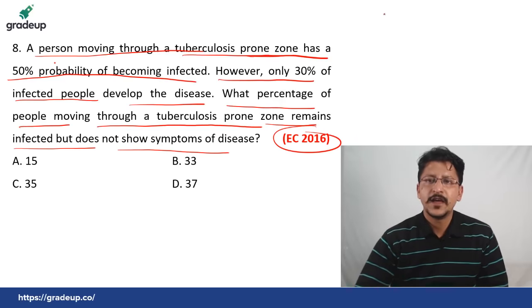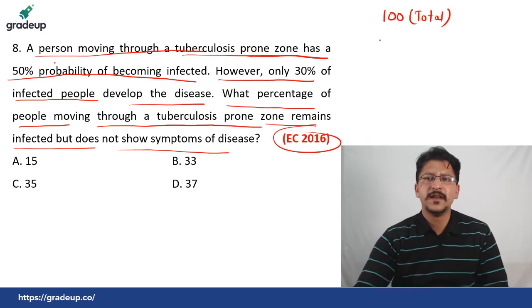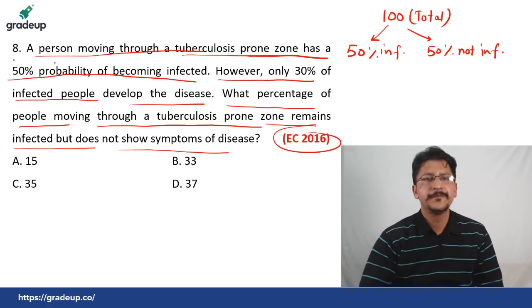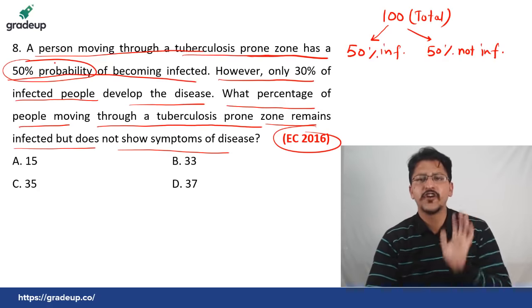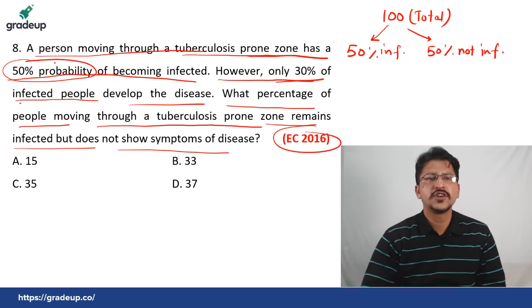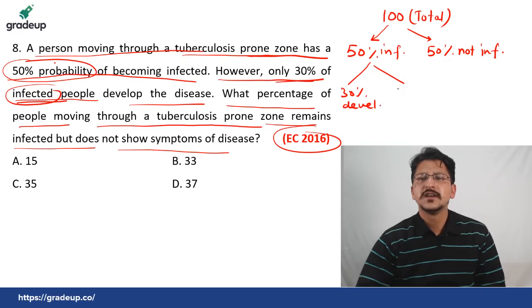See, if there are a total of 100 people, just solve it this way. If 100 people are moving through this zone, 50% will get infected and 50% will not get infected. We have made this from the statement about the 50% probability of becoming infected. Now, of those, only 30% of the infected people develop the disease, whereas 70% do not develop that disease.